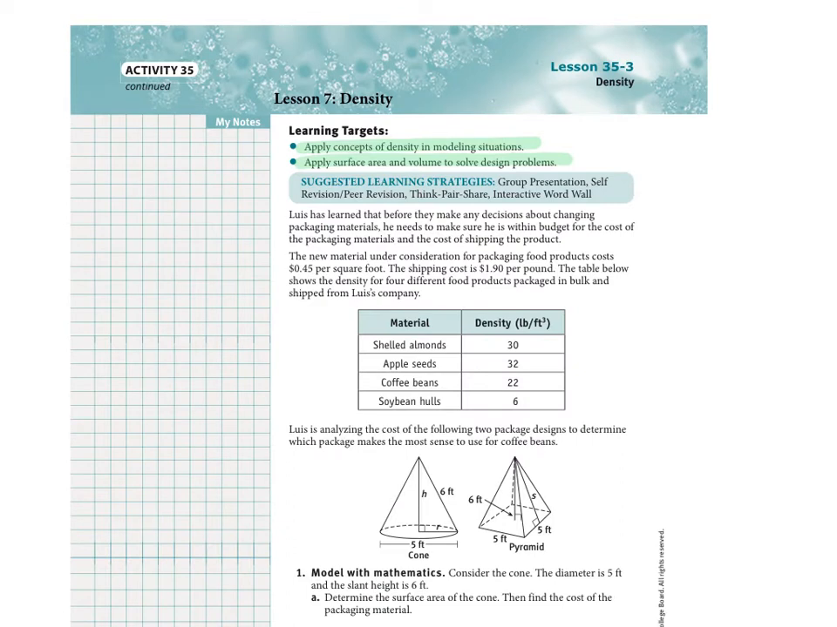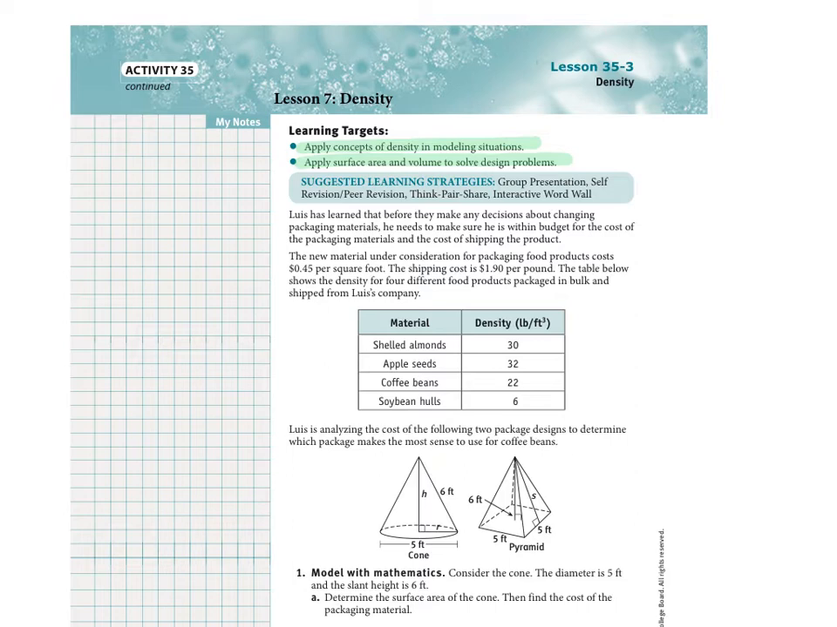Luis has learned that before they make any decisions about changing packaging materials, he needs to make sure he is within budget for the cost of the packaging materials and the cost of shipping the product. The new material under consideration for packaging food products costs 45 cents per square foot. The shipping cost is $1.90 per pound. The table below shows the density for 4 different food products packaged in bulk and shipped from Luis's company.